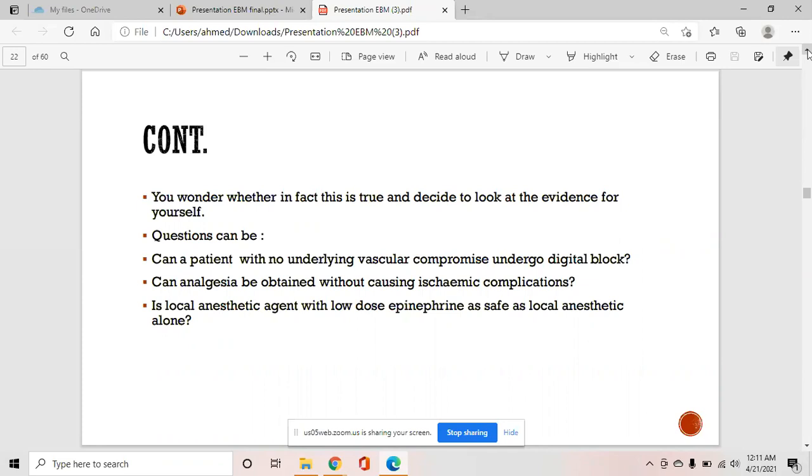Questions can be: can a patient with no underlying vascular compromise undergo digital block? Can analgesia be obtained without causing ischemic complications? Is local anesthetic agent with low dose epinephrine as safe as local anesthetic alone?